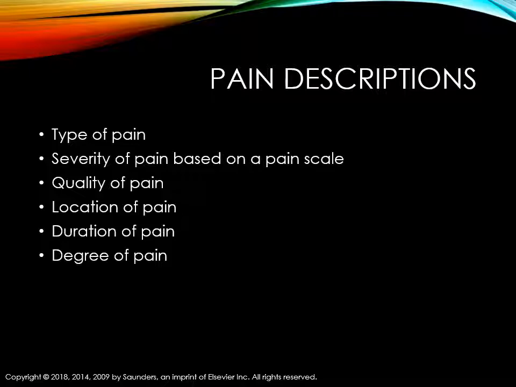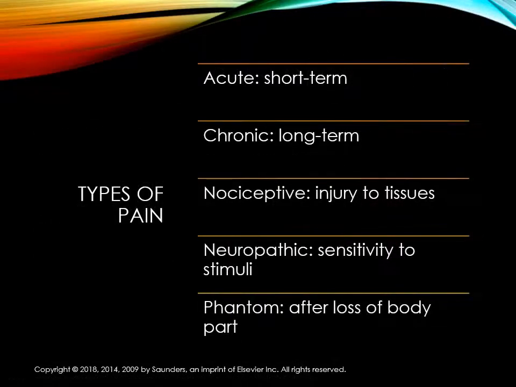Assessment of the patient's pain should include the following. Describe the severity of pain based on the patient's pain scale. Describe the quality of pain, location of pain, duration of pain, and the degree of pain. We are going to discuss the various types of pain. Pain can be referred to as acute, chronic, nociceptive, neuropathic, and phantom.